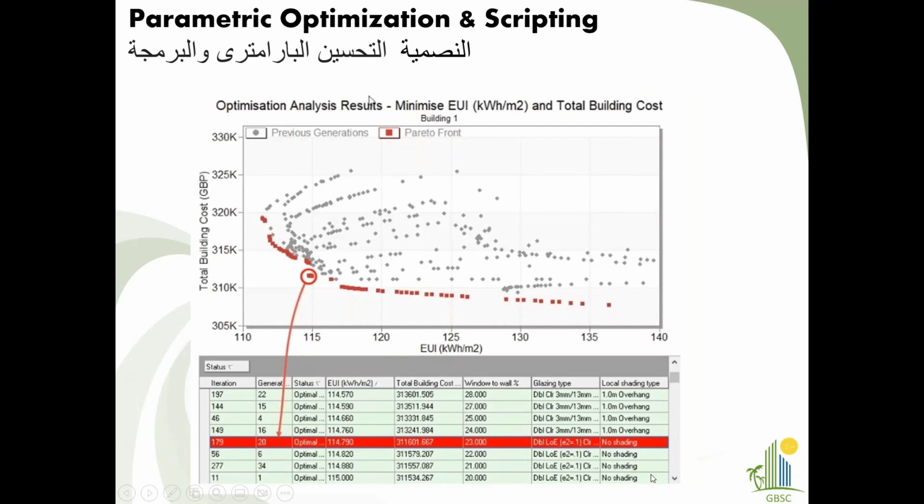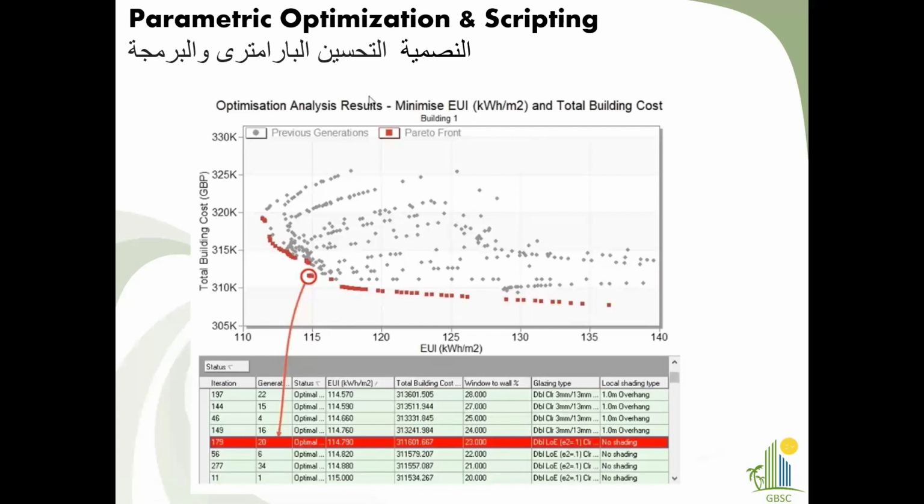So these are the 4 parameters, and based on the multiple correlations and multiple simulations, DesignBuilder will show us the most optimum combination of design, and we can choose multiple design options for the parametric optimization within DesignBuilder. On the vertical axis you can see total building cost, and on the horizontal axis you can see the energy, and it's showing that these parameters are in a way most optimum if you want to optimize the cost and the energy.